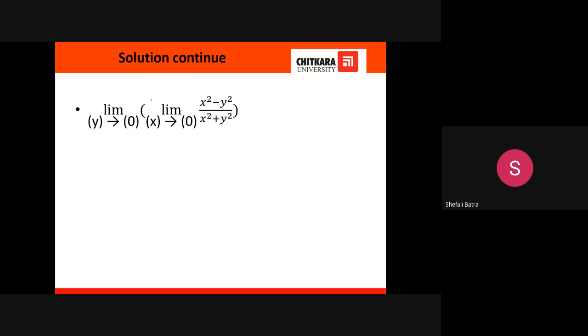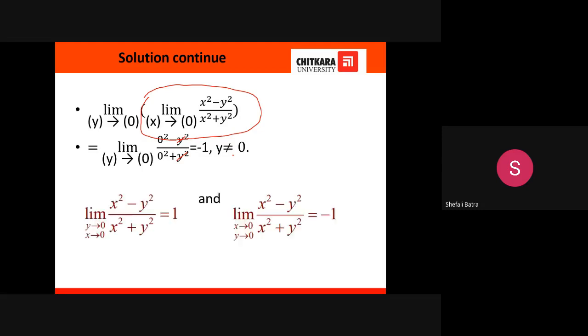Another path. Now, in this case, we are taking first x approaches to 0 and then limit y approaches to 0. So while evaluating this, you are putting x is equal to 0 over here. So it becomes minus y square upon y square. It would cancel out, and that is minus 1, provided y is not equal to 0. So now, when you are taking this, the value is 1. When you are taking this, the value is minus 1. So hence, the limit does not exist. Along two paths, you are getting different values. So the limit does not exist.